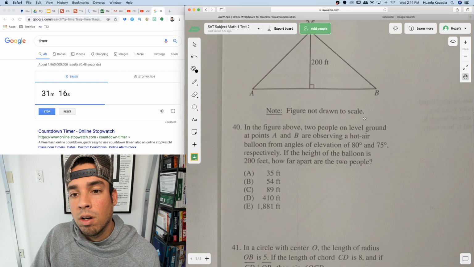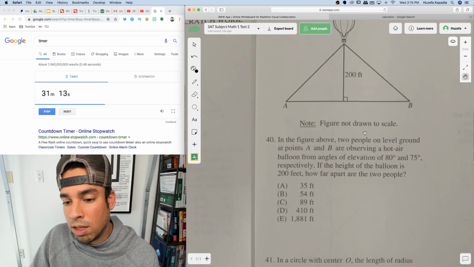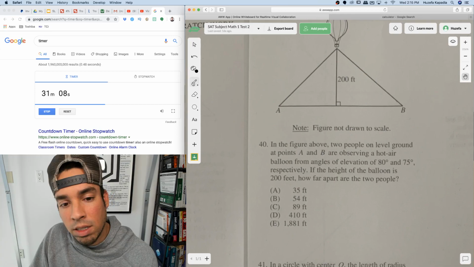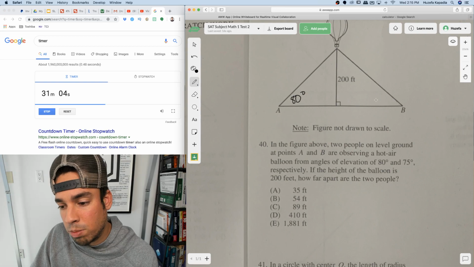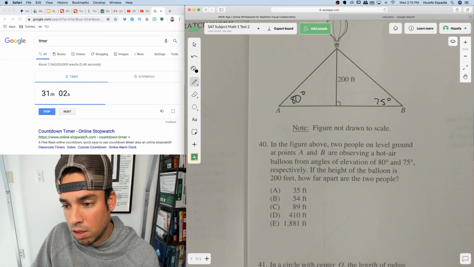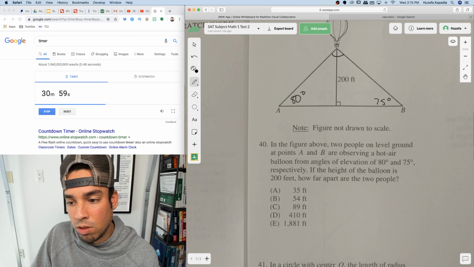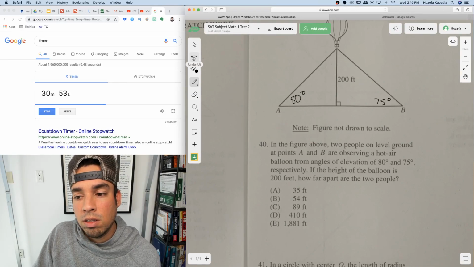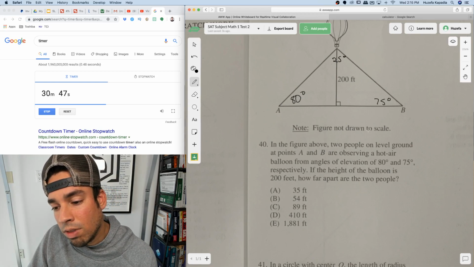Okay, in the figure above, two people on level ground at points A and B are observing a hot air balloon from angles of elevation 80 and 75. The respectively means that A comes first, B comes second. That means this angle up here is 155. Oh, it does not look like 80 and 75, but that's okay. The height of the balloon is 200. How far apart are the two people?